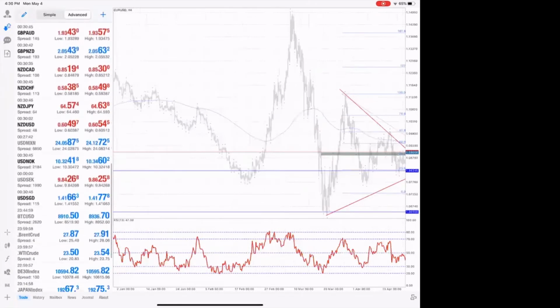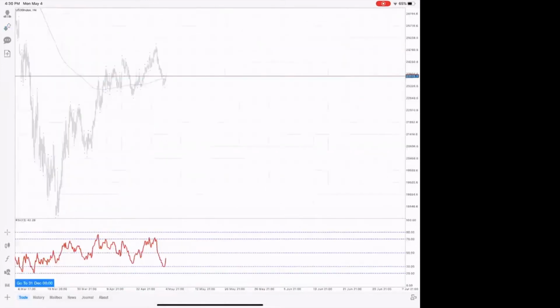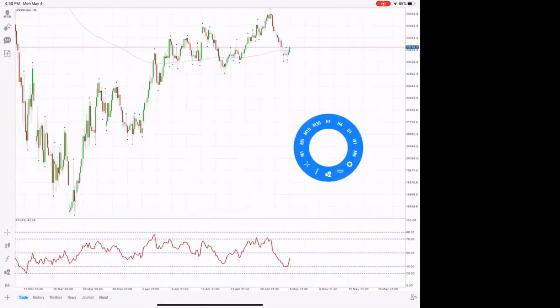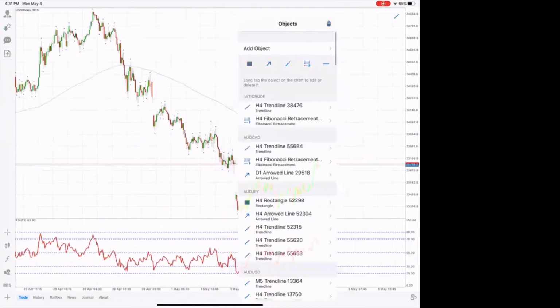Towards the end of the day here, I was glad I was long. I'm going to take a look at the Dow, and I was kind of scalping along here into this area.